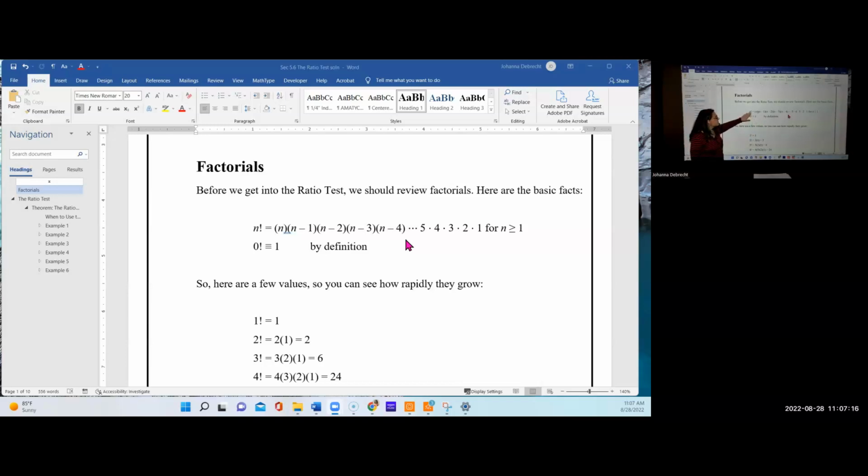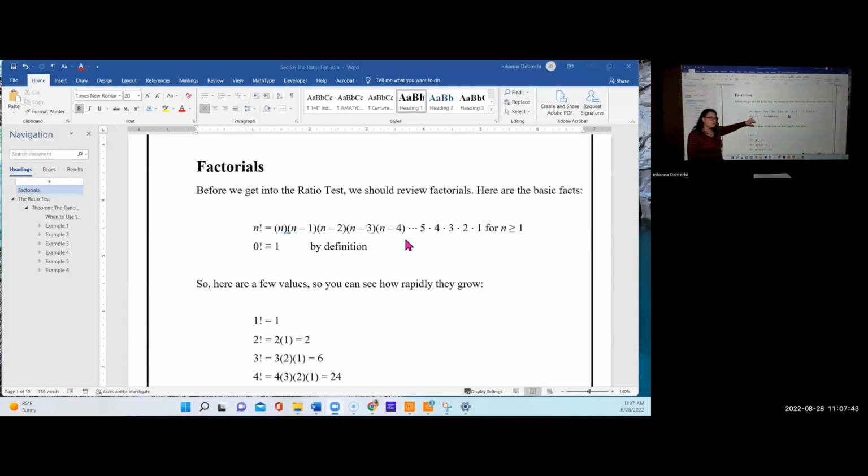So reviewing what a factorial is, remember you represent it with the exclamation point. So n factorial starts at n and multiplies by all the positive integers below n down to 1. So n times n minus 1 times n minus 2, n minus 3, n minus 4, down to 5 times 4 times 3 times 2 times 1. Now this only works for n greater than or equal to 1.